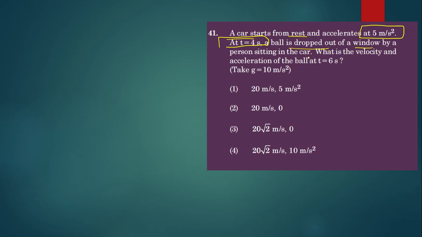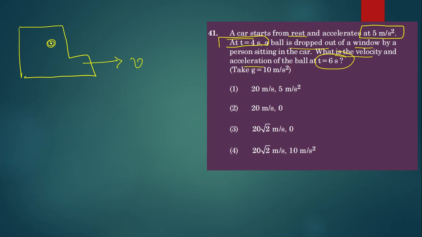And then we have to find the velocity of this ball and the acceleration of this ball at time t equal to 6 seconds. Okay, now let us proceed. So the situation is like this. This is the car. It was moving and then it will acquire some velocity. When this particular car will acquire some velocity, the ball inside the car will also acquire some velocity.